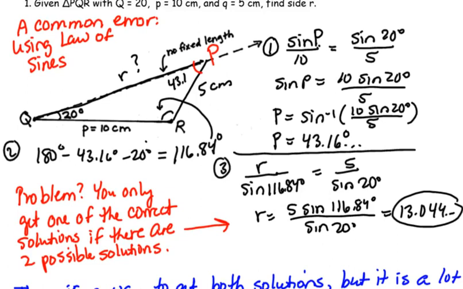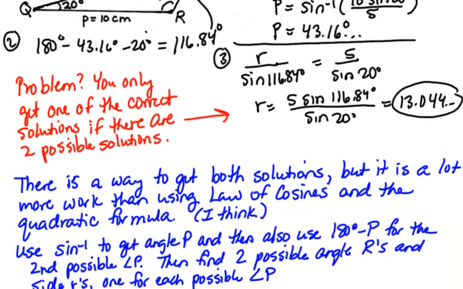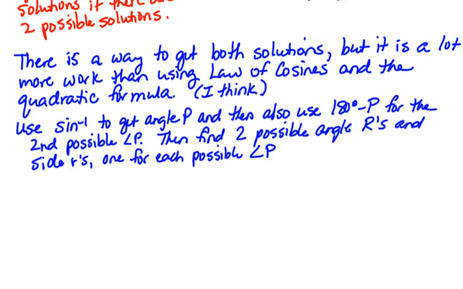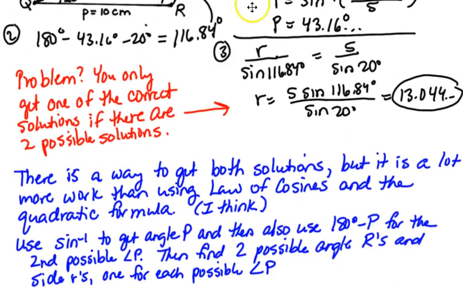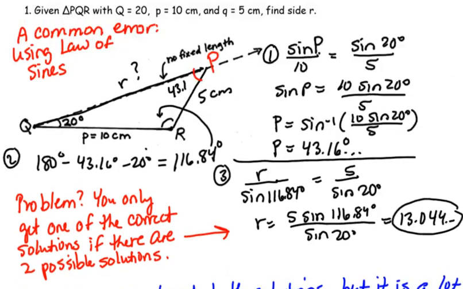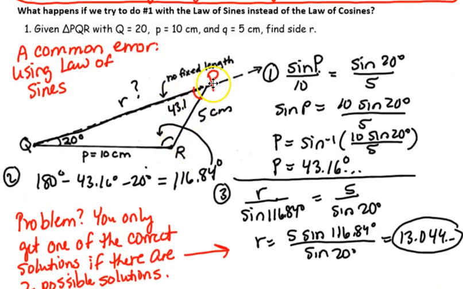Now, if you are curious about whether I could have gotten the correct answer using law of sines, yes, there is a way. I'm not recommending this necessarily, but I'm going to show it to you. There is a way to get both solutions, and this is what you would do. When you get to angle P, you're going to recognize that I could draw this length 5 either here, or I could draw it over here. So angle P could be this big, or else angle P could be an acute angle over here.